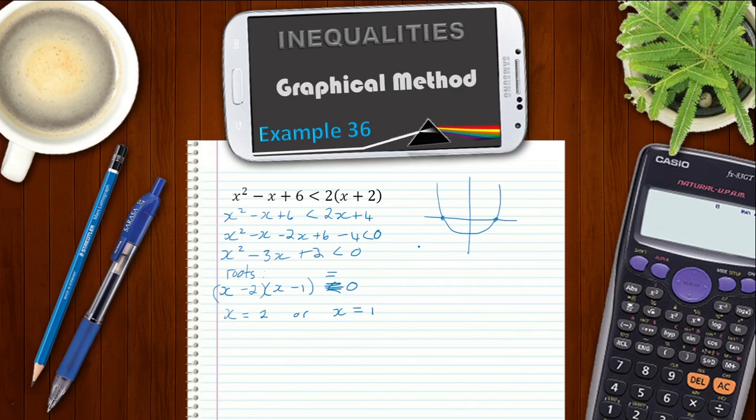So the function would actually look more like this, where it cuts, both roots are positive. So this would be 1 and this would be 2. Then we are asked where is the function less than 0? So meaning where does it lie below the x-axis? So that means it's this part over here. That's where your graph is negative. And another thing to take note of is it asks us where is it less than 0, not where is it less than or equal to 0. So that means that the two roots are not included.